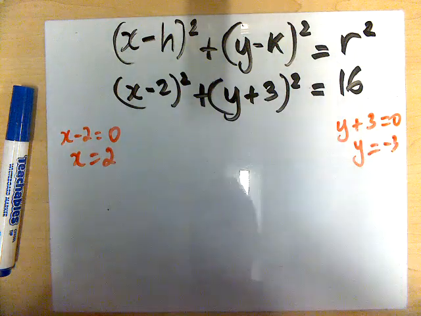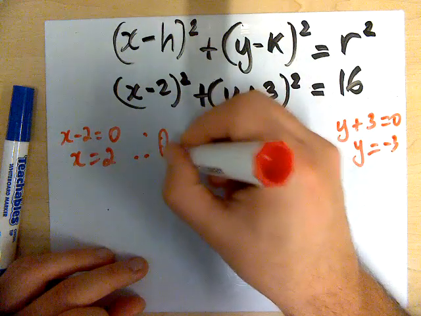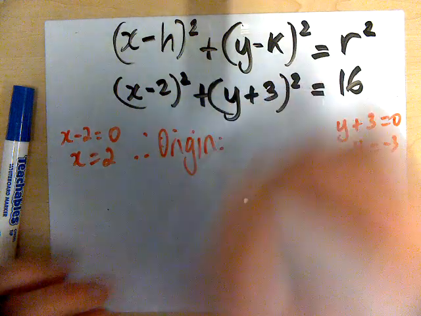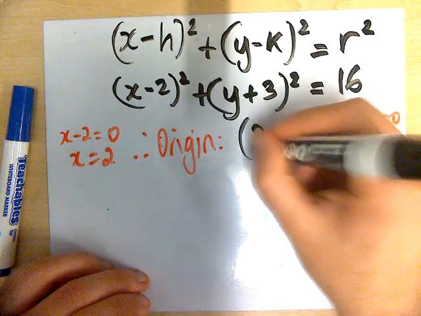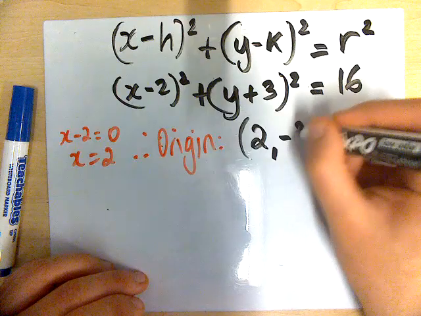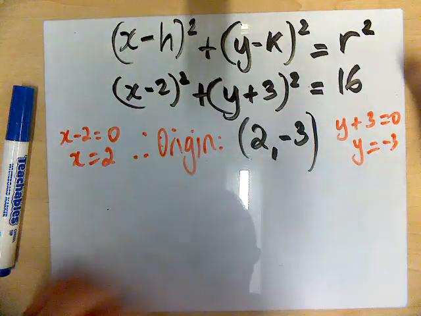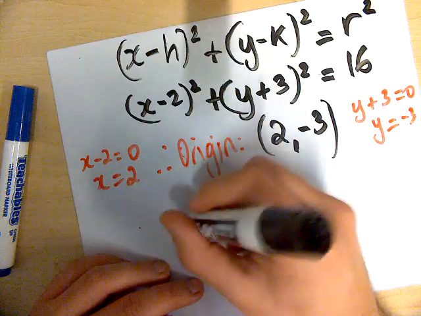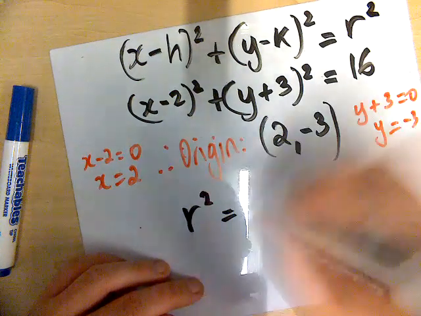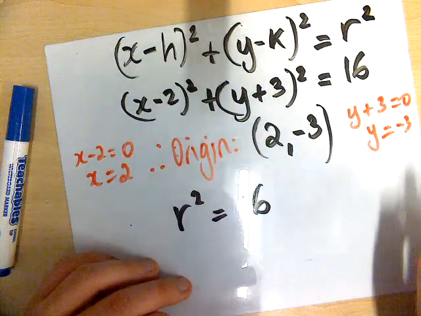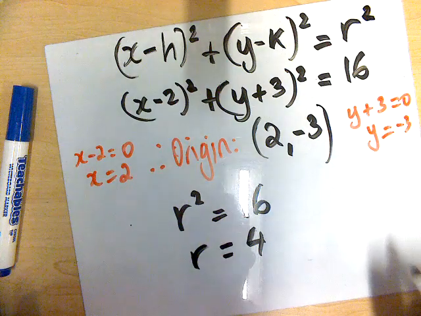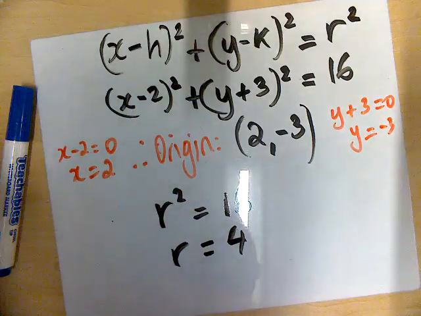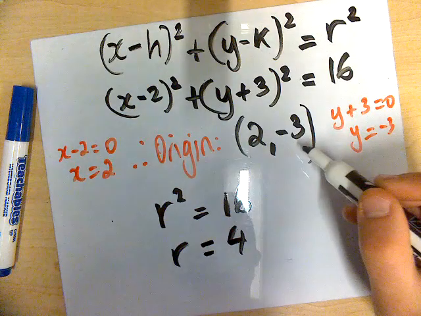Okay, so that means our origin is going to be the values that we solve for up here. So the origin of our circle now is actually going to be 2, negative 3. Our radius we work out the same. R squared is going to equal whatever's on the other side there. R squared equals 16, so taking the square root of both sides, R equals 4. I now have enough information to draw my circle. So I have an origin of 2, negative 3, and a radius of 4.